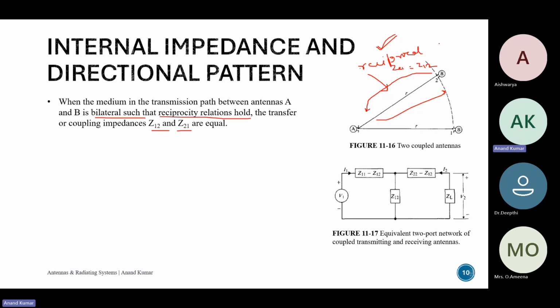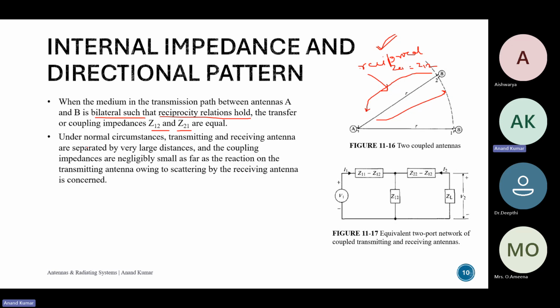One of the examples that we know of a non-reciprocal medium would be the ionosphere. Under normal circumstances, the transmitting and receiving antennas are separated by very large distances. We have had some discussions on the far field term, and I think we'll discuss it in the next to next class. So we'll have more discussions on this. But in the usual scenario, the transmitter and receiver are at very far distances.